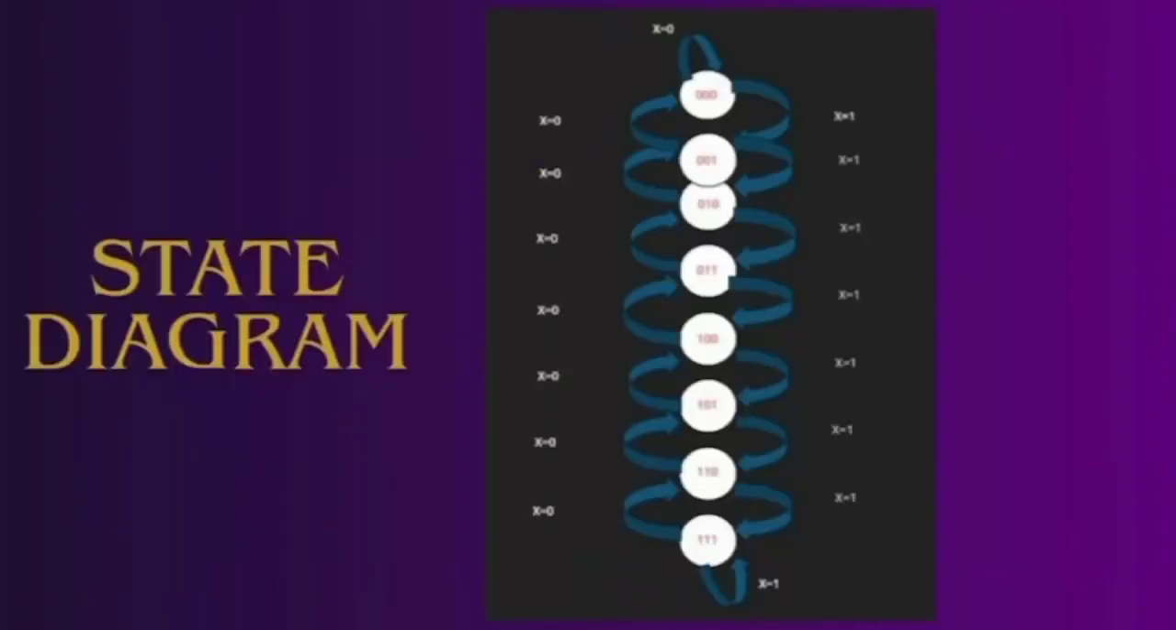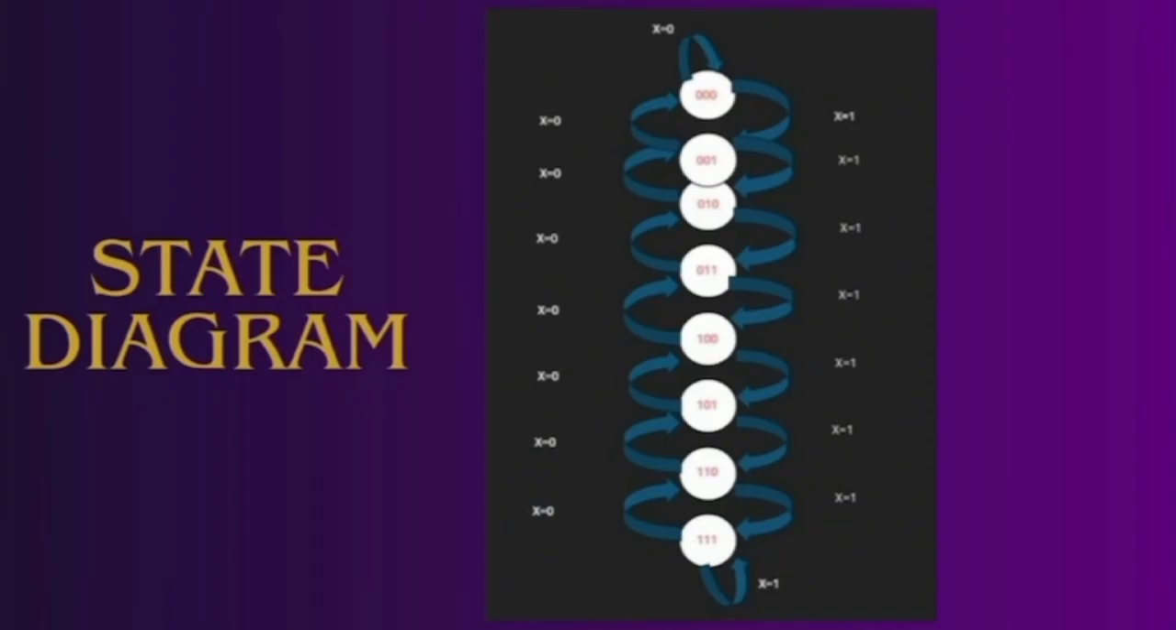So this is the state diagram for this elevator system. Firstly, we can see that this state diagram starts from 000, which is the ground floor. X equals 1 means the elevator moves up. If X equals 0, it moves down.